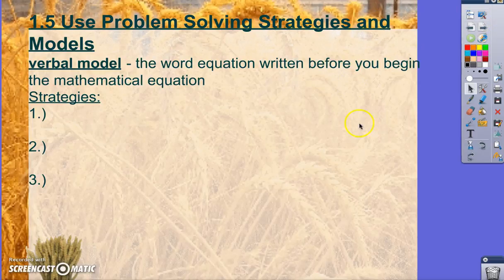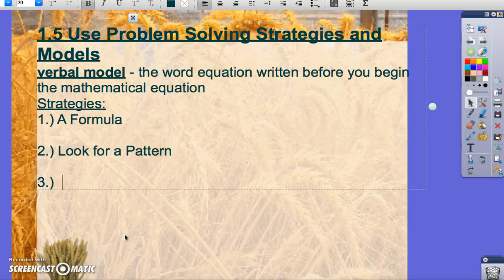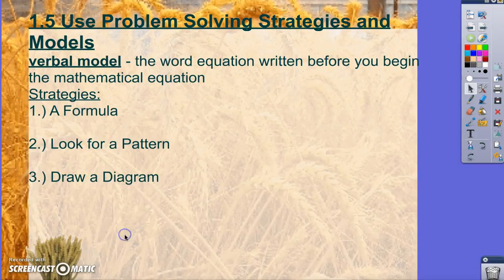So there's three major strategies we're going to take a look at today. Number one is a formula. First thing you want to look for when you read a problem is, is there a formula that I know that I could use? And we saw formulas in the last lesson, right? The next strategy is look for a pattern. Math has a lot of patterns that could be beneficial to some word problems we'll look at. And the third type is going to be draw a diagram. We're going to take a look at an example of each, all right?